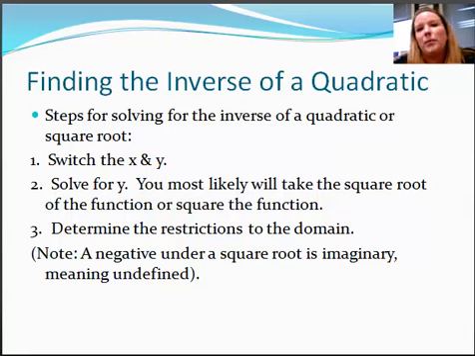Now in this case, because we have quadratic, which means squared, or square root, which means the radical sign, you're going to either have to take the square root of the function or square the function. And we're going to do some examples here in a minute. Okay, then you need to determine the restrictions to the domain. Because remember, a negative under a square root is imaginary, meaning it's undefined. So we have to account for that in our solutions in order to make it a function.